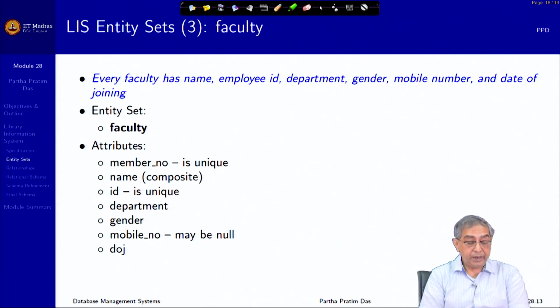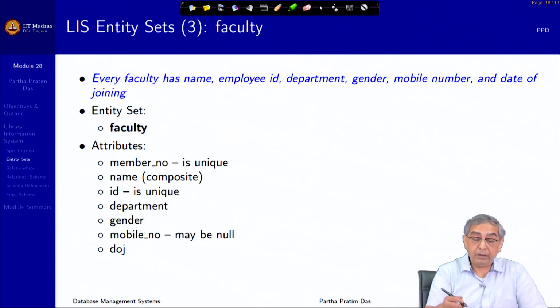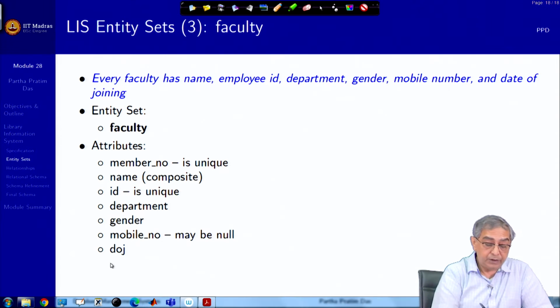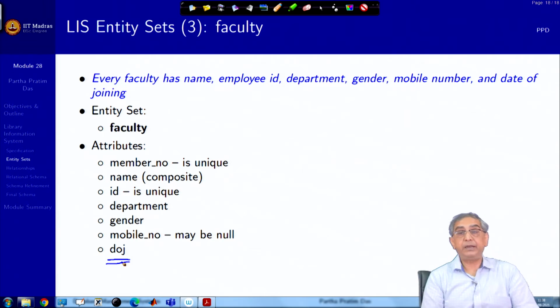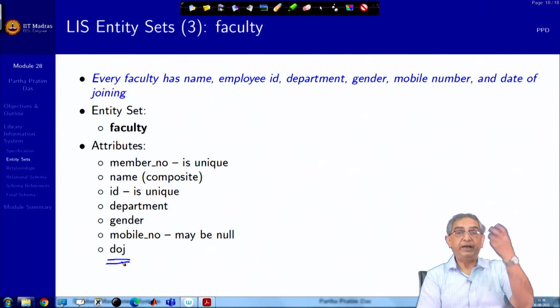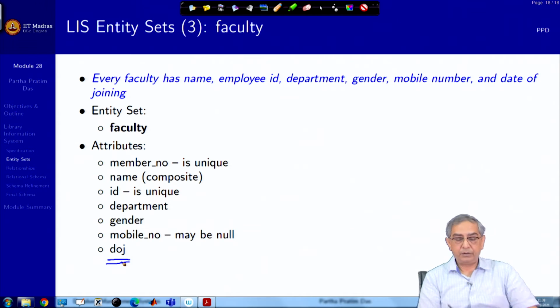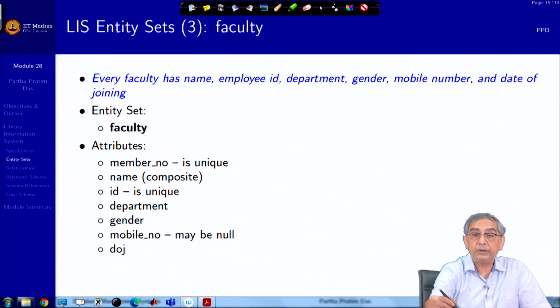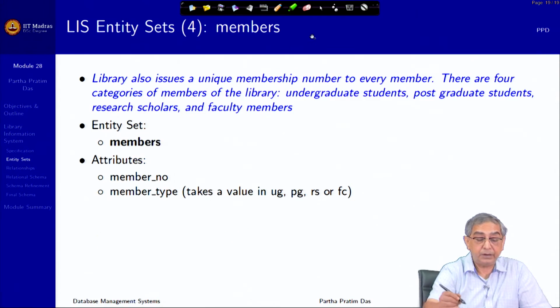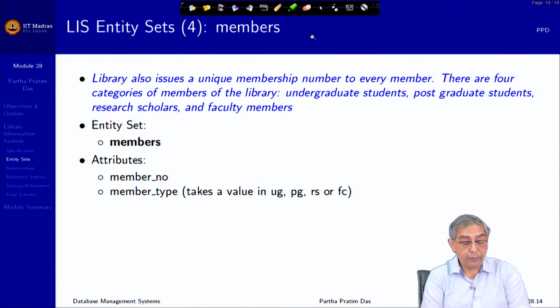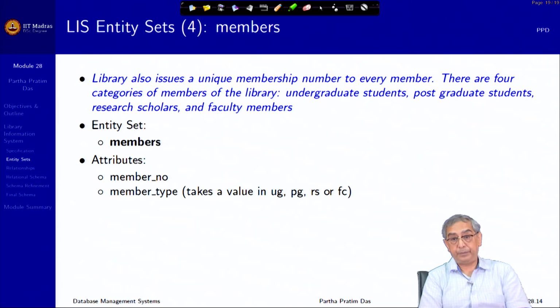Another constraint written here: mobile number may be null, and here we are assuming that things like date of joining and date of birth are of date type. Since you have a date type, that can be taken as an atomic component. You do not need to consider that to be composite. Then members, where you have member number, which certainly is unique, and then you have a member type, which has a constraint on the values it can take: UG, PG, research scholar or faculty.